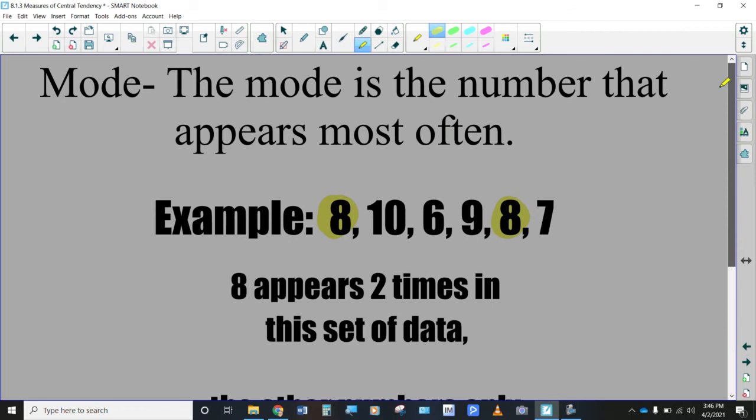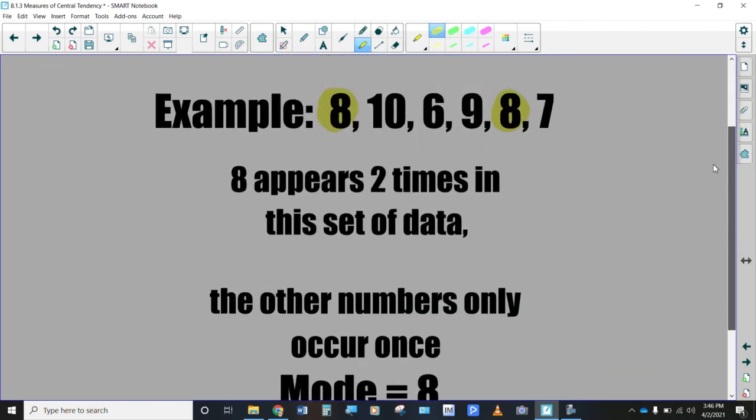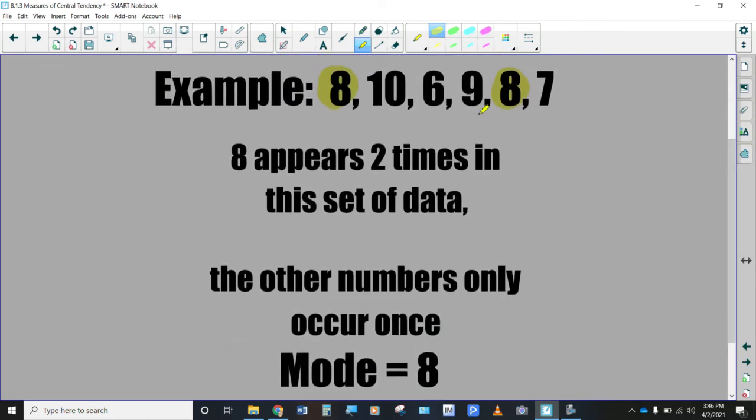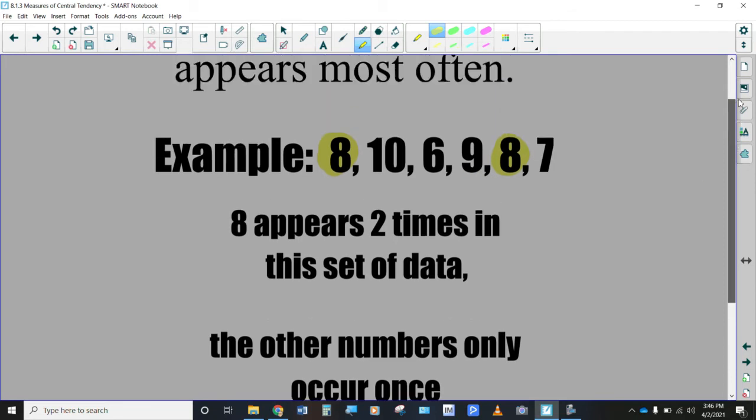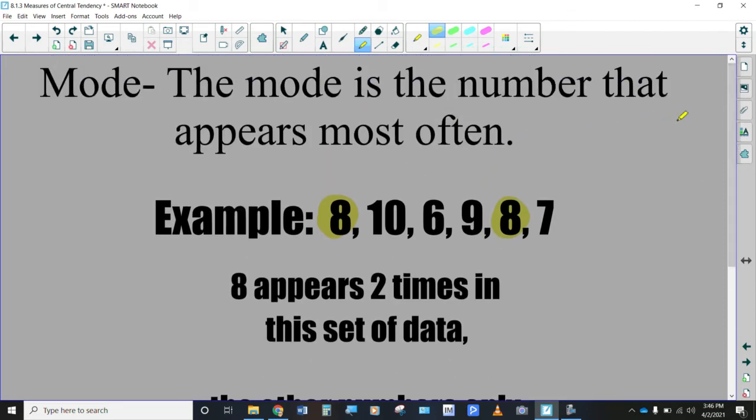Now, I'm going to be honest with you. This is not an average that we would typically use when we're dealing with numerical data. Mode is generally what you're going to use when you have categorical data. For instance, let me go ahead and hold on for a second. I'll pause for a second and set something up and then come right back.